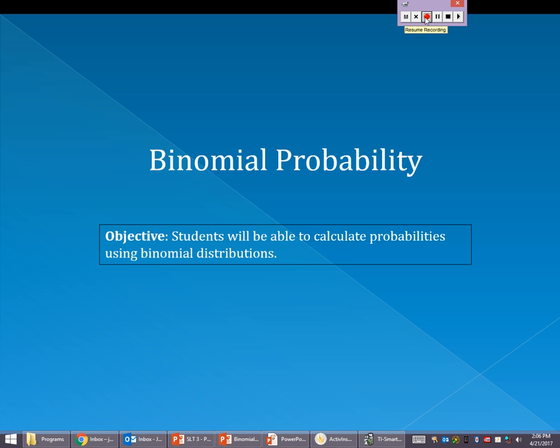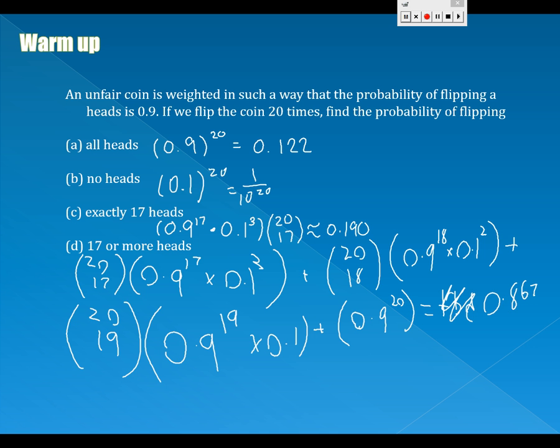And go back and look at that fourth calculation here. Does this look familiar? Feel familiar? Maybe even feel like something you did in a past life? 20 choose 17, stay with me.